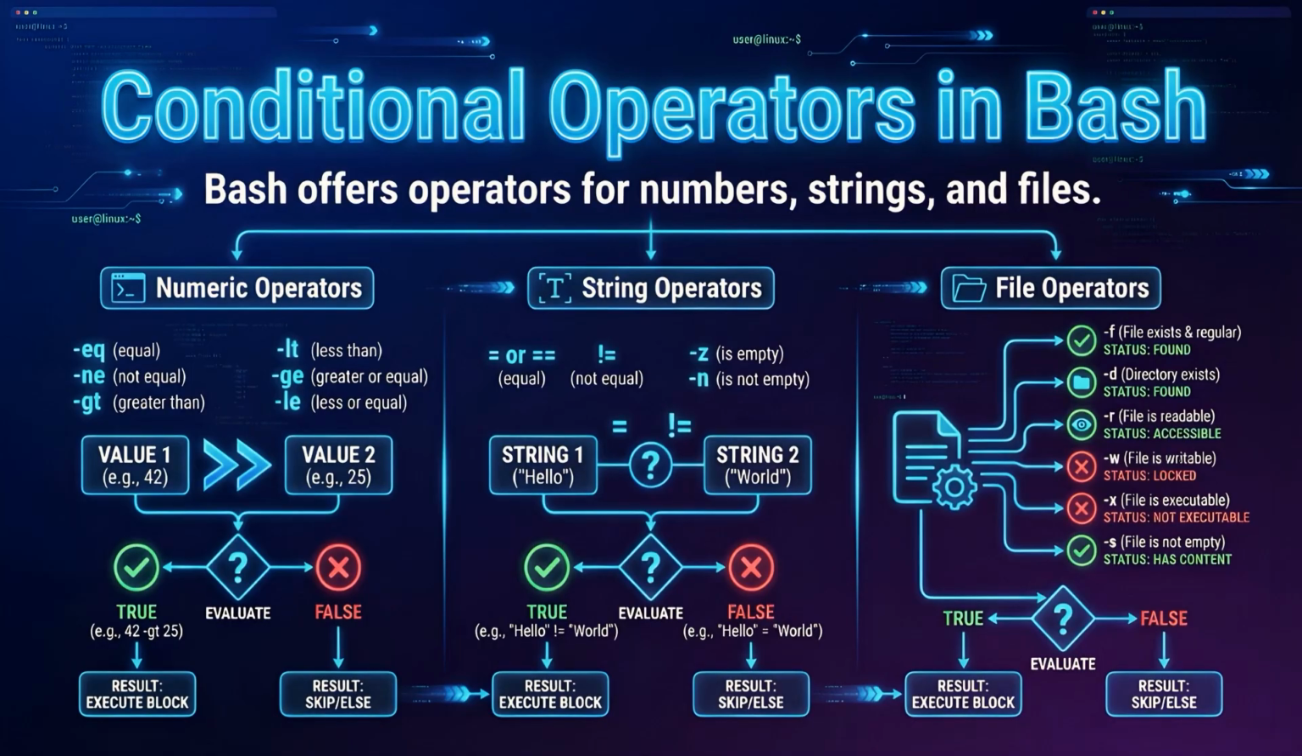And for file test operations, we can use the switch -e to check if the file exists. For a regular file we can use -f. For a directory we can use -d. If it's readable we can use -r. For writable we can use the switch -w. For executable, -x. So now let me demonstrate you.